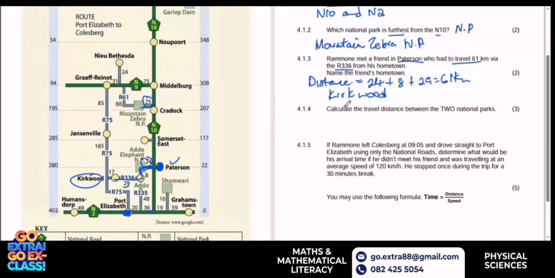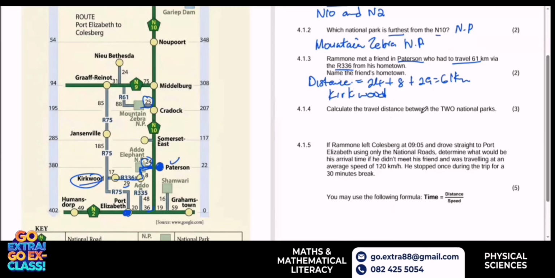So therefore this will be Kirkwood. That's where the friend's town is. So that's your answer for that one. We have verified it by just adding these distances that we have seen there. Moving on now to the next part: calculate the distance between the two national parks.